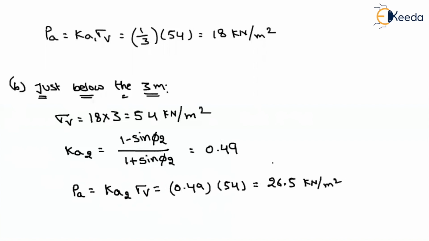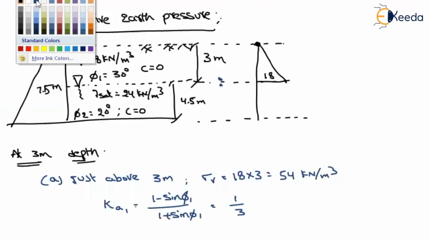So what is the difference between just above and just below? Your vertical stress is constant, but what is the difference? Your angular friction is different. If your angular friction is different, then your earth pressure coefficient will also be different. So in the layer just above, what is the magnitude? 1 by 3. Just below it, what is the constant? 0.49. So if I represent that value, how much are you getting?